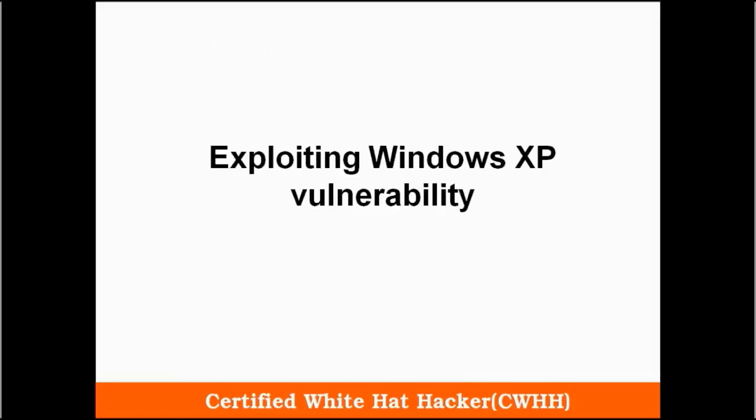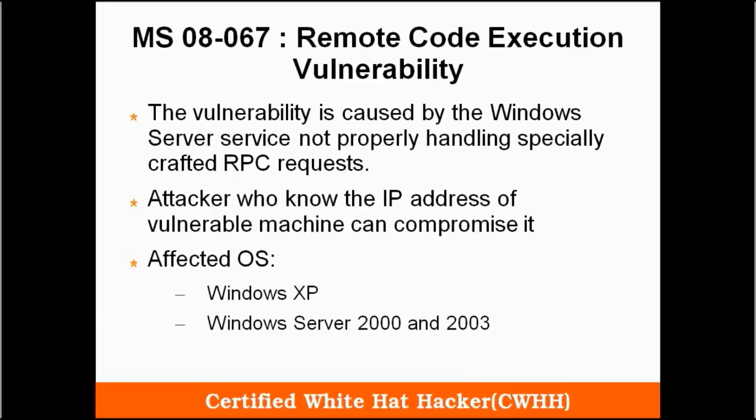So let's see how to exploit a Windows XP vulnerability. So we'll be looking at the MS08-067 remote code execution vulnerability in Windows XP. And the vulnerability is caused due to the Windows server service not properly handling crafted RPC requests. And for this exploit to work, you need to know the IP address of the vulnerable machine. And the different operating systems that are affected are Windows XP and Windows Server 2000 and Server 2003.